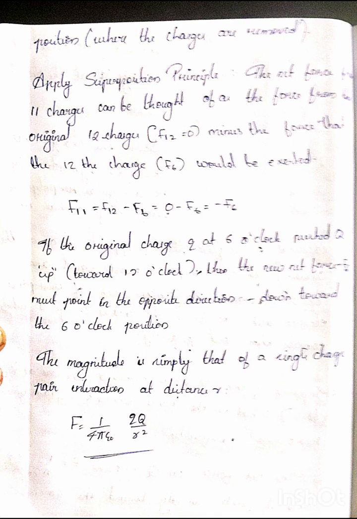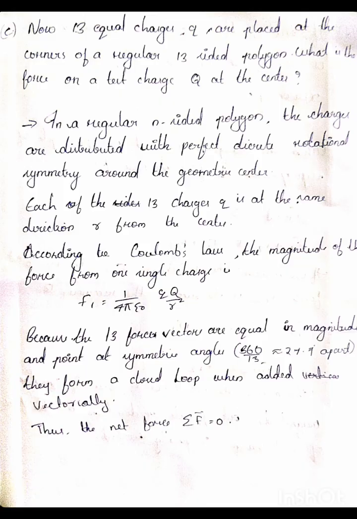If the original charge Q at 6 o'clock pushed q up towards 12 o'clock, then the new force, minus F6, must point in the opposite direction, down towards the 6 o'clock position. The magnitude is simply that of a single charge pair interaction at distance r. Then the equation: F is equal to 1 by 4 pi epsilon 0 q into Q divided by r square.